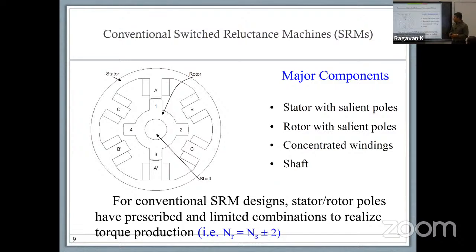If you look at most of them, your configuration for a switch reluctance machine would be somewhere around NR, the number of rotor poles, equal to the number of stator poles plus or minus 2. Actually, that's not exactly plus or minus 2, because as you increase the number of phases, that flexibility can go up a little bit. You can have something like a 12/8 machine, for example, which is not plus or minus 2 per se, but the number of poles do go on the lower side.